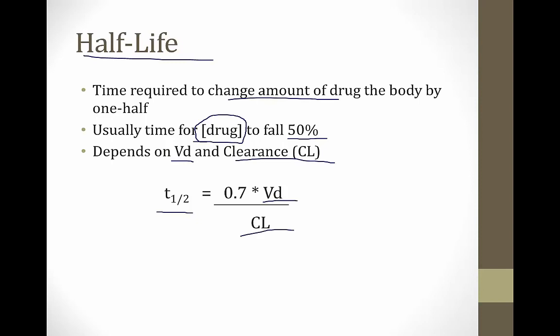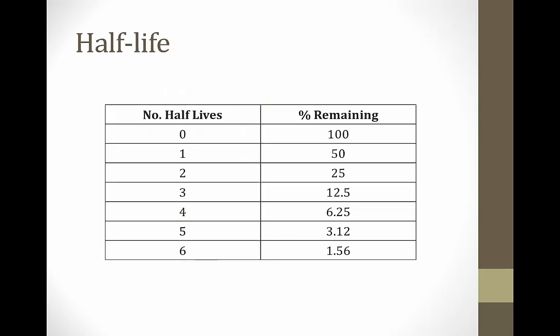So let's talk about what's going on inside the body after each half-life. Let's imagine that at time 0, we have 100% of the drug inside the body. Well, once one half-life goes by, the amount in the body will have fallen by 50%. So now we have 50% remaining in the body. After 2 half-lives, we're down to 25%.